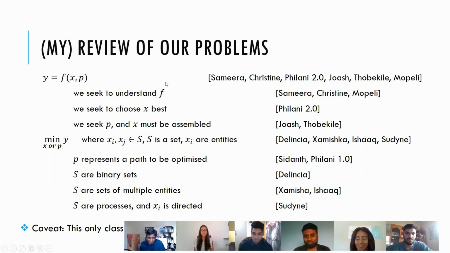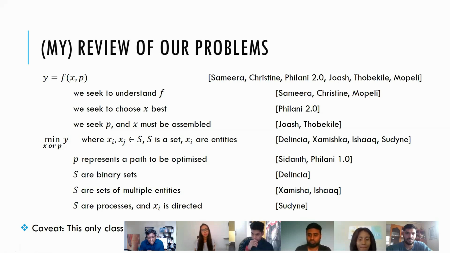Yeah, so I would say there are 6 of us that are working on problems of this nature. And let's talk about each project. So if we look at Samira, Christine, and Mopedi, in each case, you are interested in the model itself. So consider Samira, she's trying to understand the nature of the mixing in that reactor. So she's trying to form a model that describes the conversion and the reaction rate and so on.